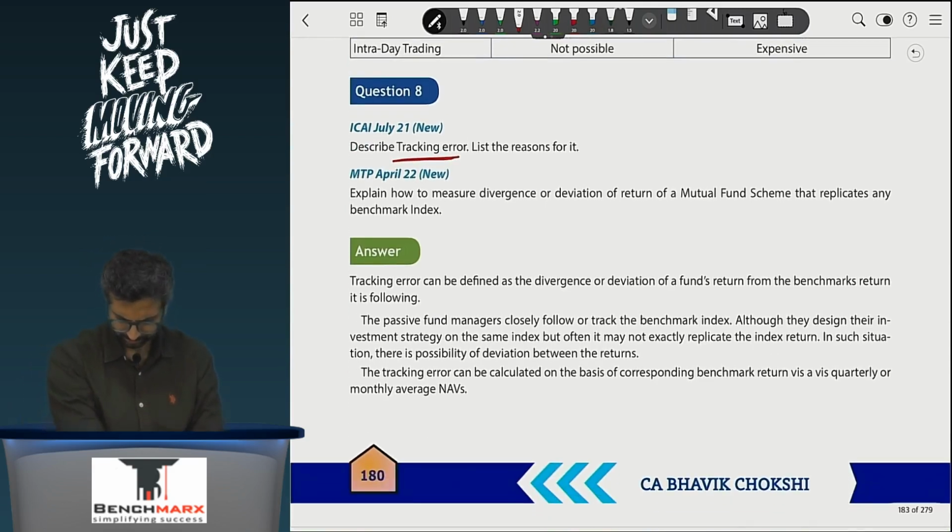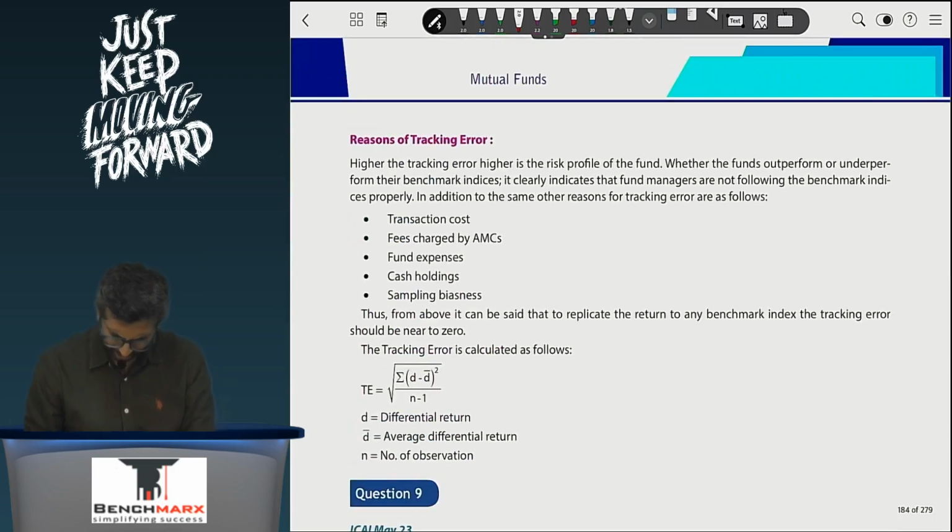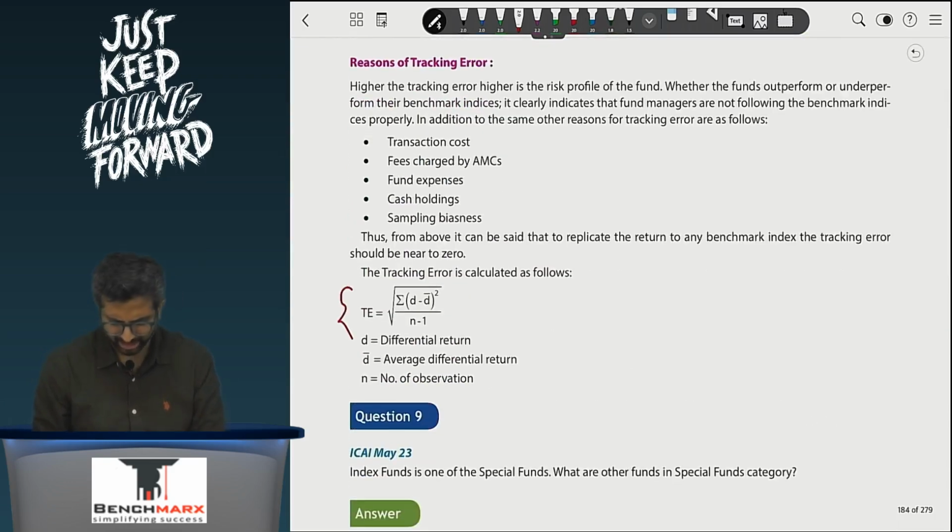So over here, explain how to measure the divergence or deviation of a mutual fund scheme that replicates any benchmark or index. So over here you can see this is tracking error. It is nothing but standard deviation. Here you can remove the n-1, even though it is written in the theory.